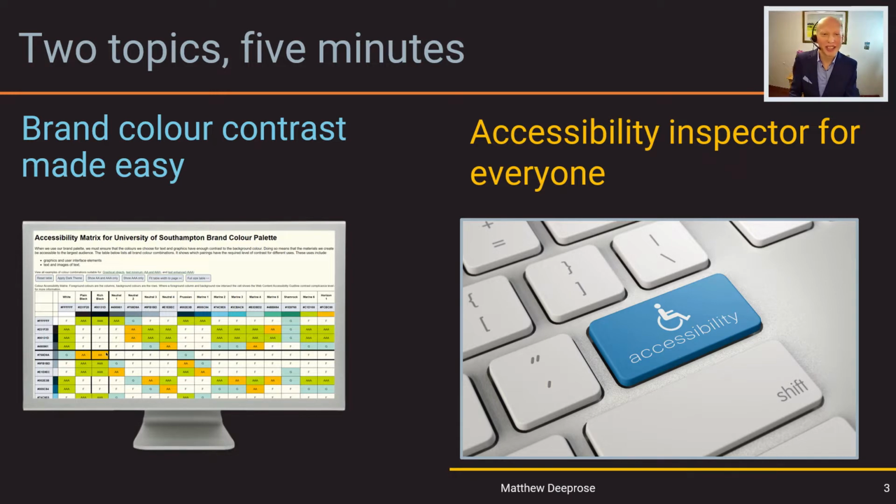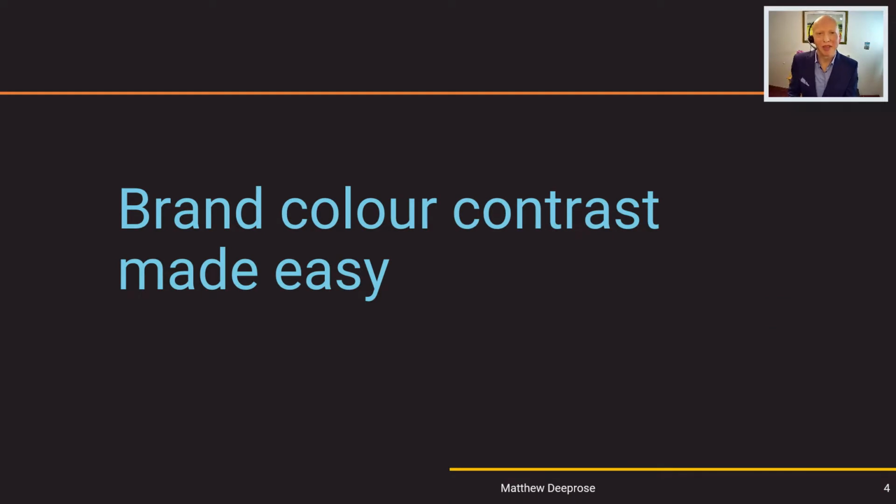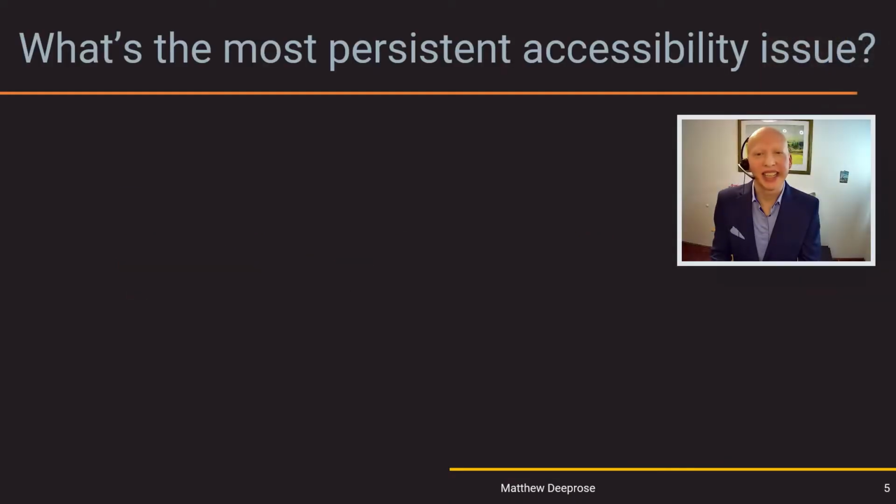I'm going to share two topics in the next 5 minutes: making accessible use of a brand colour scheme easier, and removing friction on the accessibility check process in Office. Starting with brand colour contrast made easy.